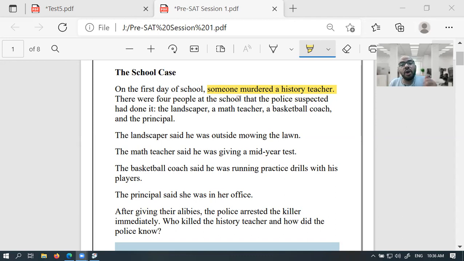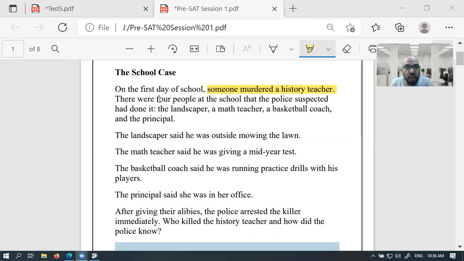So, someone murdered a history teacher. There were 4 people at school that the police suspected. So, which one of them killed the history teacher?